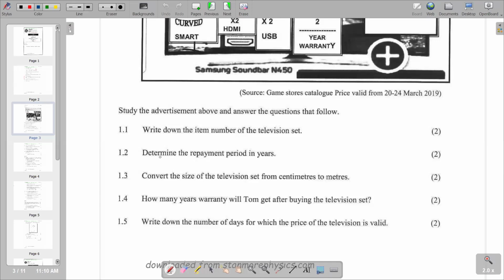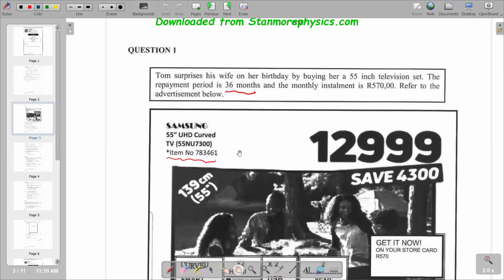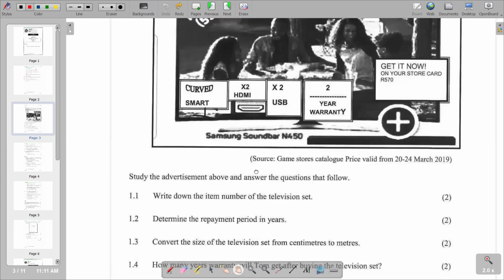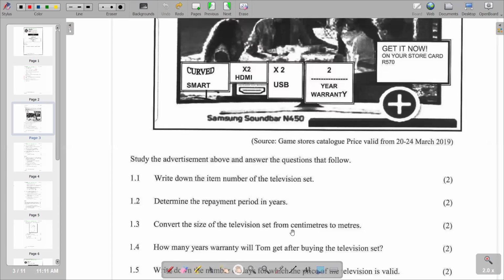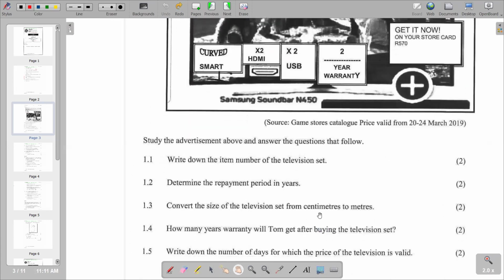Going to our next question, it reads, convert the size of the television set from centimeters to meters. So we refer back to the size of the television set. You'd see that we are given the size as a 55-inch television set. Our question requires us to convert centimeters to meters, but we are given it in inches. So we have to first convert it to centimeters and then convert to meters.